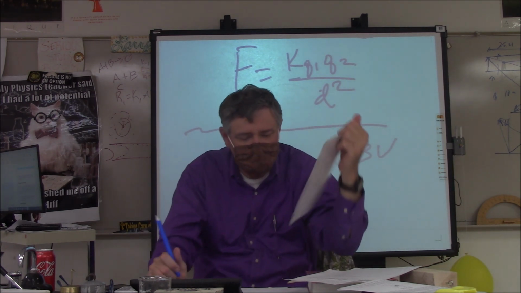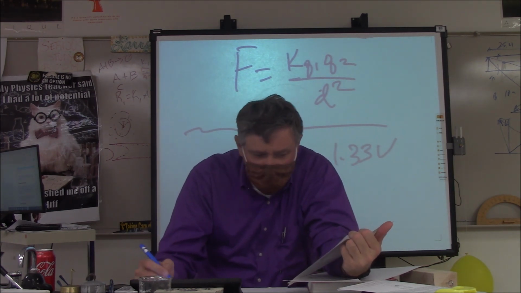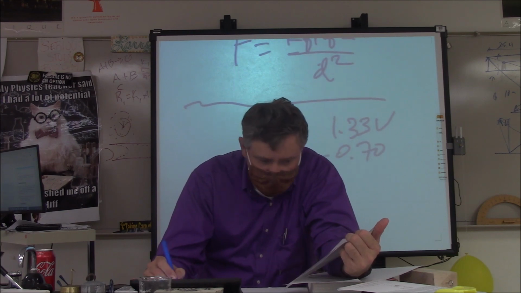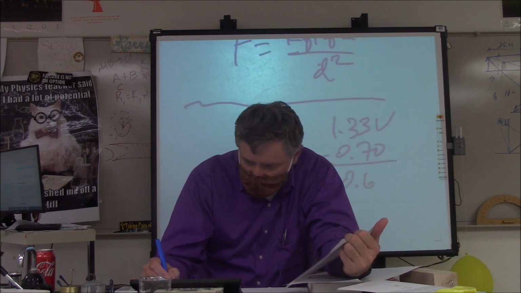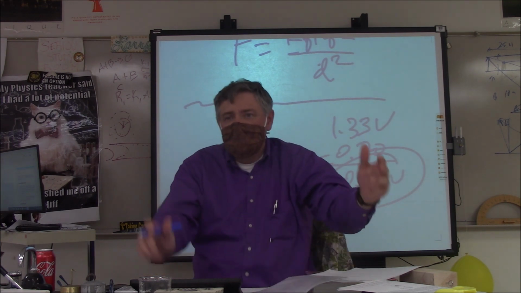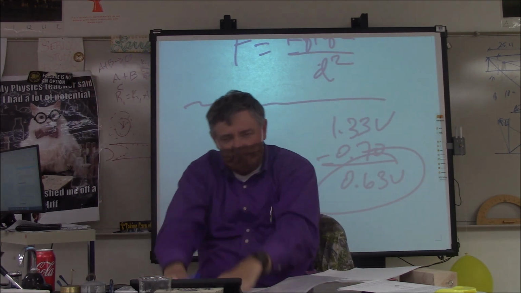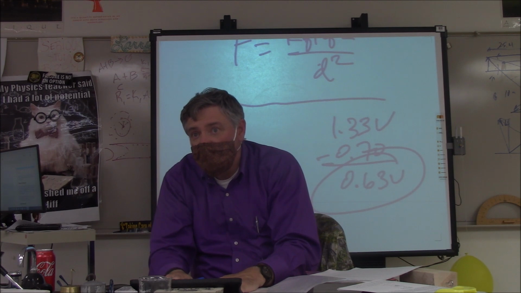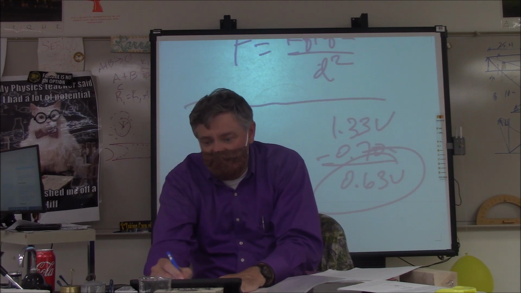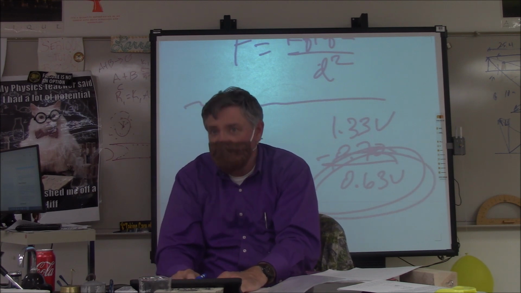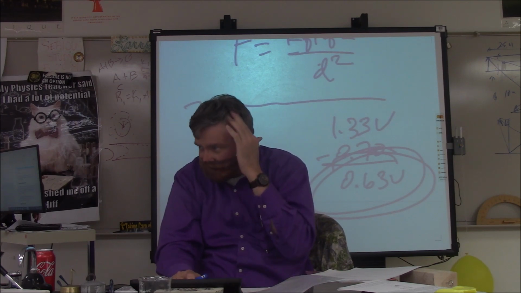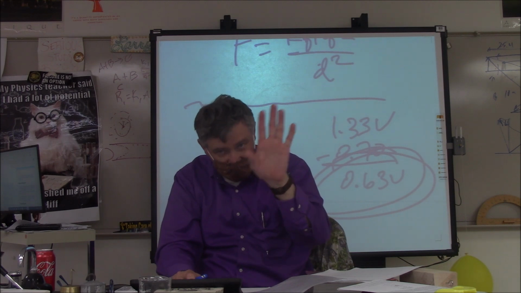Anyway, so you got 1.33, you're going to flip the bottom one, you get negative 0.70, and you get 0.63 volts. Now, big picture, you have a positive E naught value. So is this reaction going to be spontaneous? Yes. Okay, so this will work.